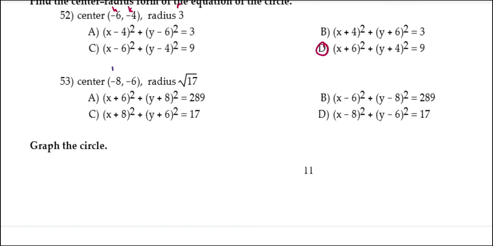Similarly, our h for this is going to be negative 8. Our k is negative 6. And that's going to put a positive 8 next to our x, a positive 6 next to our y, and then the radius is the square root of 17. But the square of that is just 17. So here we have our equation in standard form as number C.